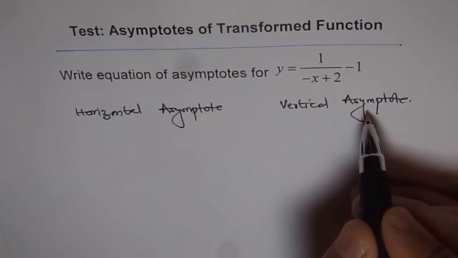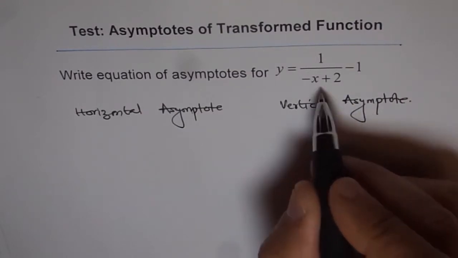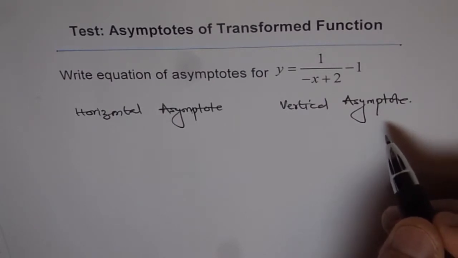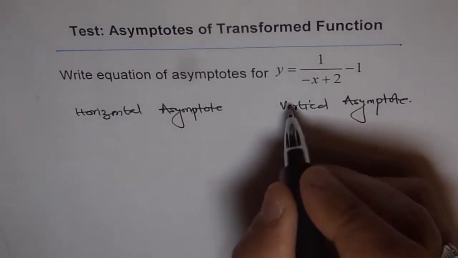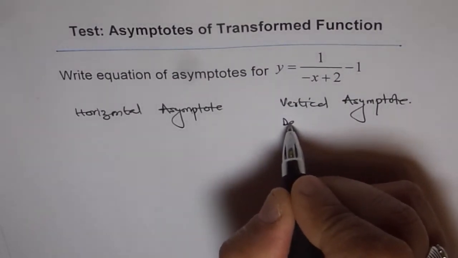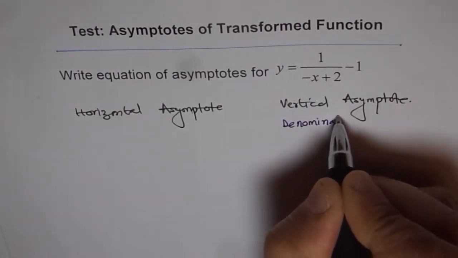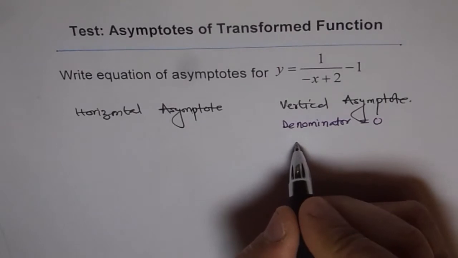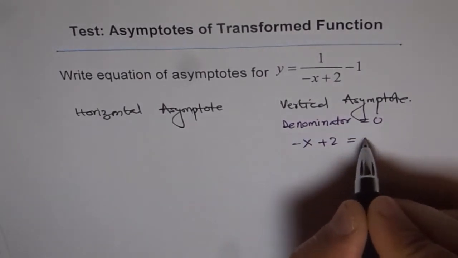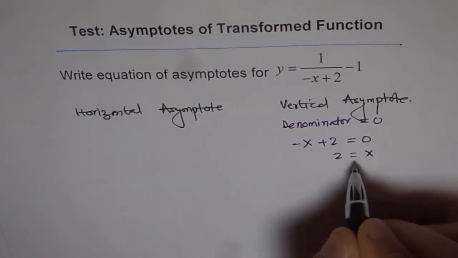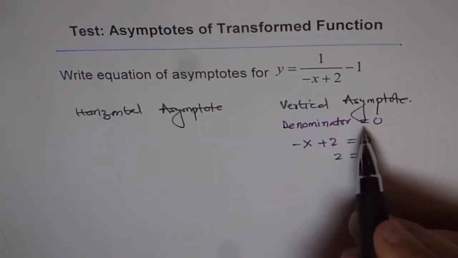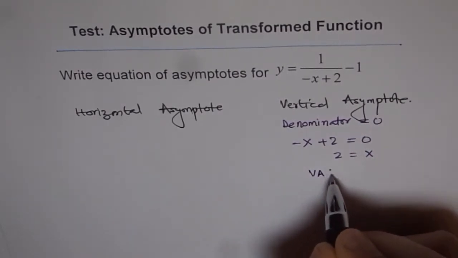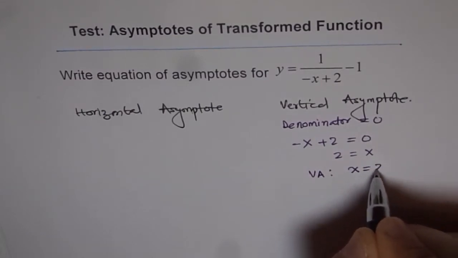These restrict your domain. To find a vertical asymptote, equate the denominator to 0. Since we cannot divide by 0, 1 over 0 is not meaningful. It's not possible, right? That is how we find the vertical asymptote. In this case, the denominator is minus x plus 2. We equate it to 0 and we get 2 equals x. Therefore, the equation of our vertical asymptote is x equals 2.